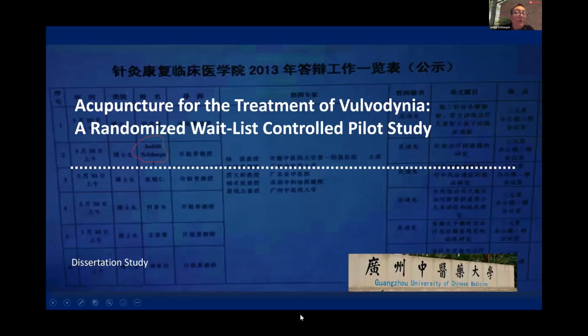Here I am. You'll see my name outlined in red, the only English script on the page, where I'm defending my dissertation in 2013, Acupuncture for the Treatment of Vulvodynia, a randomized waitlist controlled pilot study, which I then published in the Journal of Sexual Medicine.